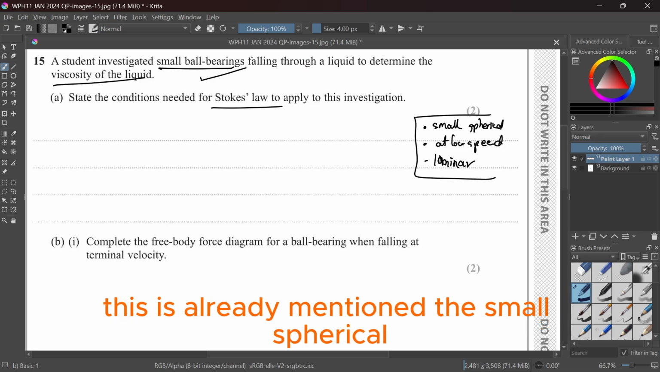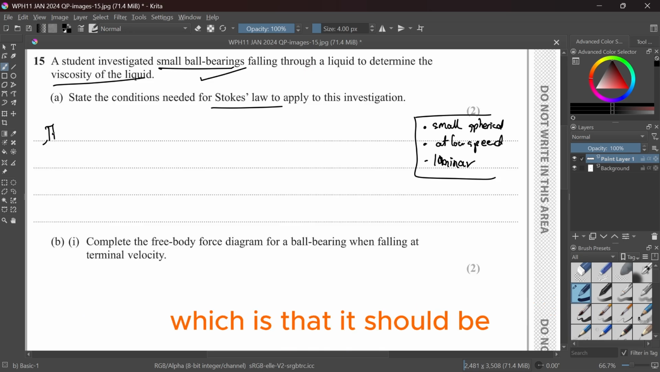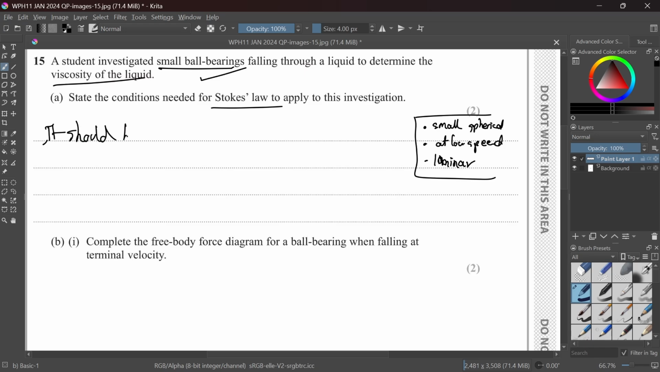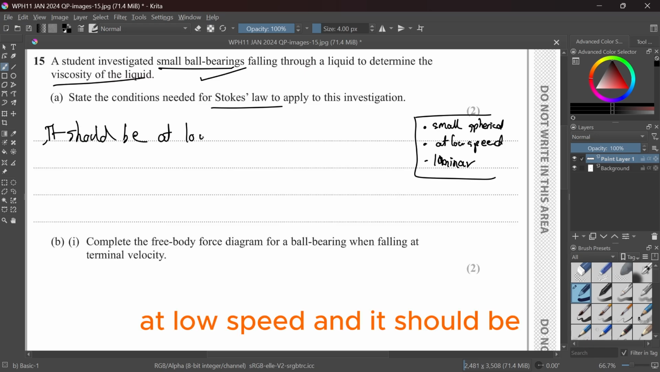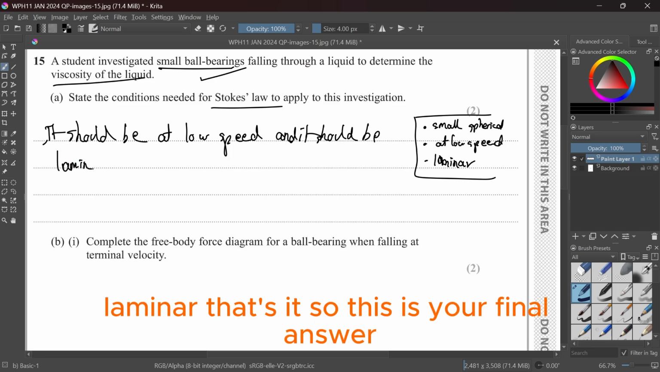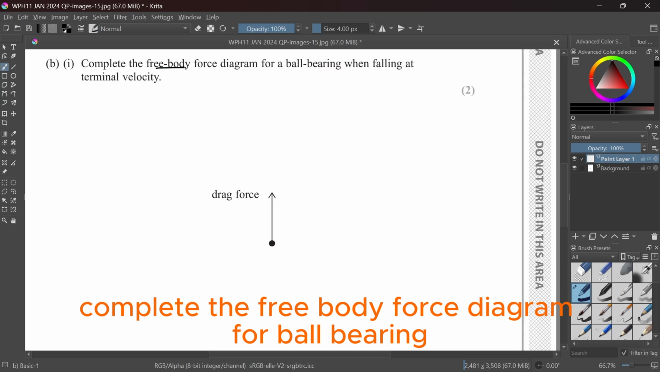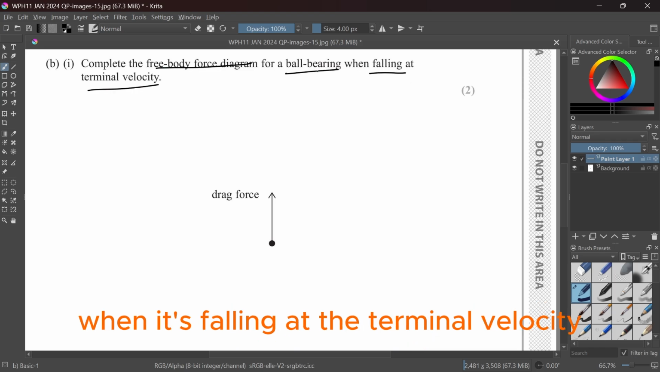This is already mentioned, the small spherical ball, and you just need to say the other stuff, which is that it should be at low speed and it should be laminar. That's it. So this is your final answer. Okay, so we have the next part right here. It says complete the free body force diagram for the ball bearing when it's falling at the terminal velocity.